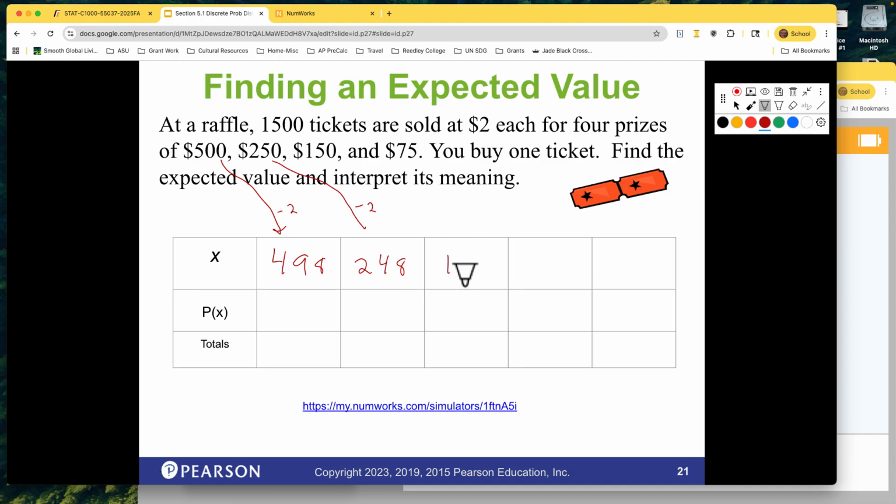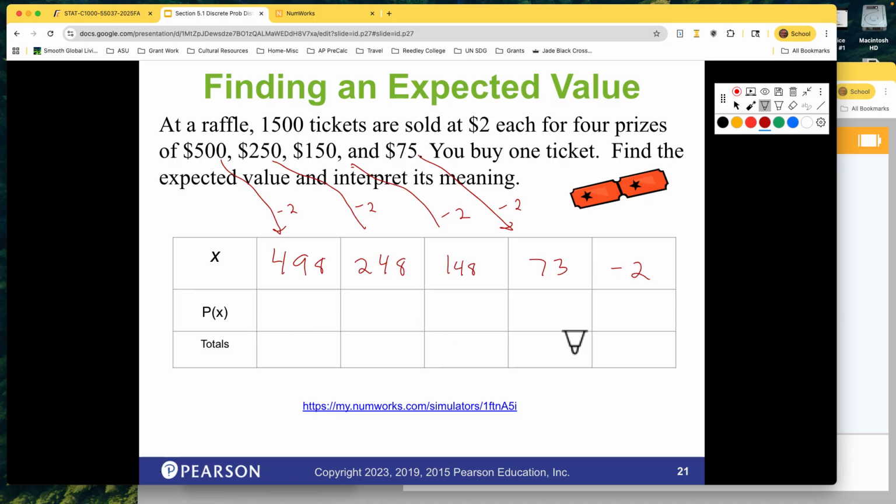150 is going to be 148, and 75 is going to be, is that 73? Taking off $2. And if you lose, you've already lost your $2, so we'll do that as -2. Okay, so everyone in the lottery will get one of those prizes, and most of us will get the -$2 prize. We'll pay our $2, but again, it's for a good cause. That's why raffles are usually done.